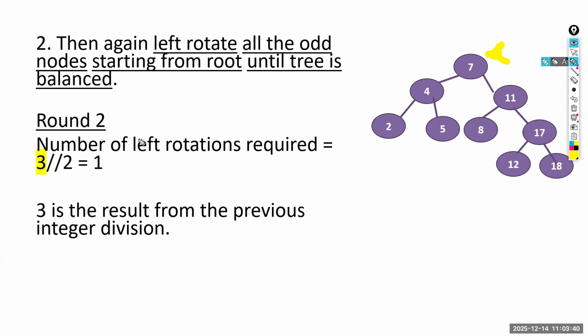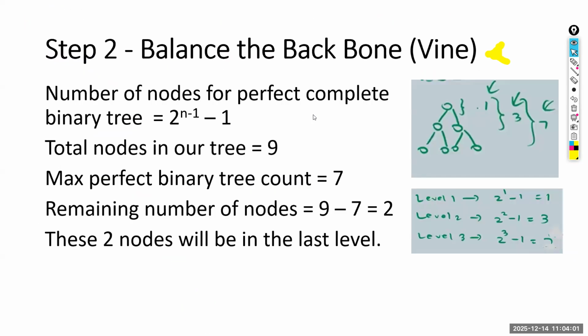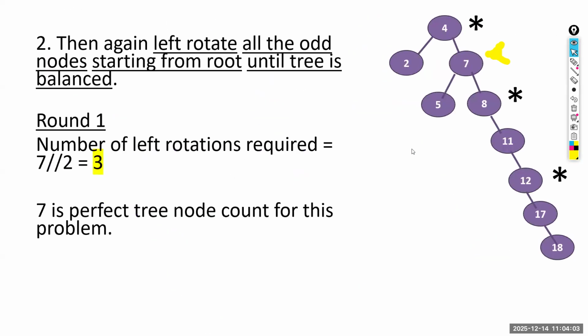You do keep doing like that. So how do you get this 3? Because that 3 is the result of previous integer division. So 7 is, after doing those 2 extra rotations, how many nodes are there? So that is how you get 7. 7 is the perfect tree node count for this problem. Or this is basically the perfect tree node count. Okay. Right. So that is how you keep doing.